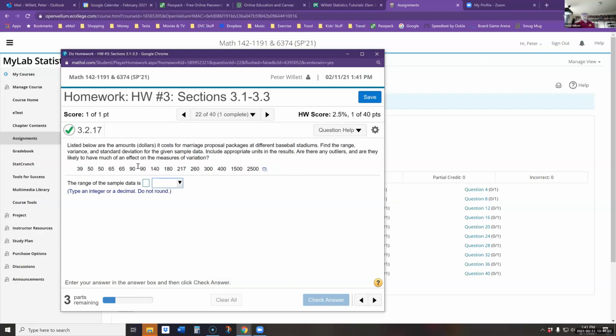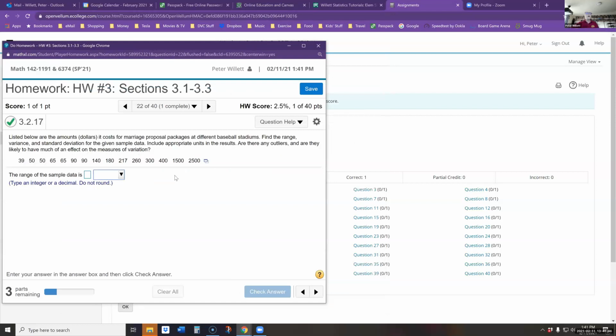And so it says listed below are the amounts, and the units are dollars, in costs for marriage proposal packages at different baseball stadiums. And then it just says find a bunch of stuff: range, variance, standard deviation. And those are all sort of measures of variation that we were discussing in 3.2.